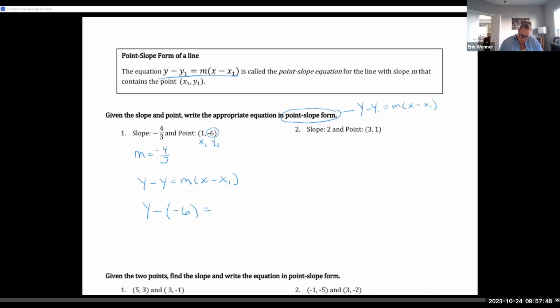We're going to do equals. We'll put in our slope, which is negative 4/3, times x minus 1, okay? Because again, x1 was 1. Now, you can leave this as y minus the negative 6.